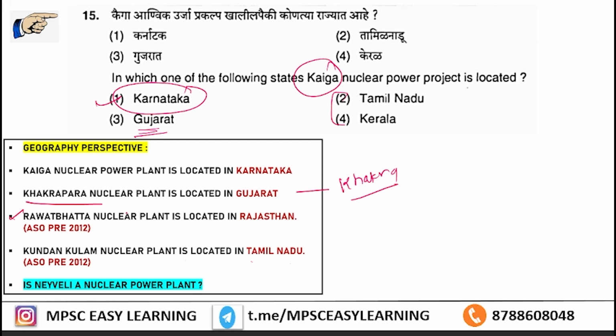Then we come to Rawatbhata. They always ask this. It was asked in ASO pre 2012. I have added this so that you also get a revision. So the Rawatbhata nuclear plant is located in Rajasthan. And how do you keep this in your mind? What kind of state is Rajasthan? There is a lot of heat, like a bhatta, a kiln. So Rawatbhata is in Rajasthan. Where is Kudankulam? It is in Tamil Nadu. Remember Kundan is a kind of jewelry. So this jewelry you get in Tamil Nadu. Now in the comment section do let me know, is there a nuclear power plant at Neyveli? If you have studied the ASO pre 2012 lecture, you will be able to answer this.